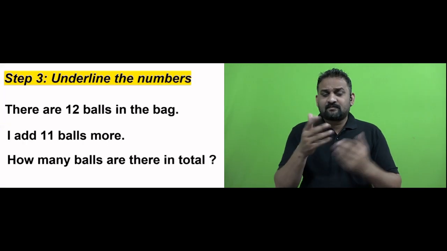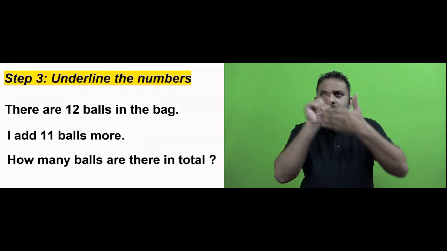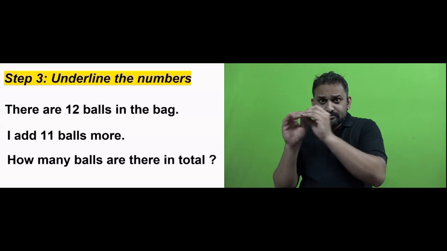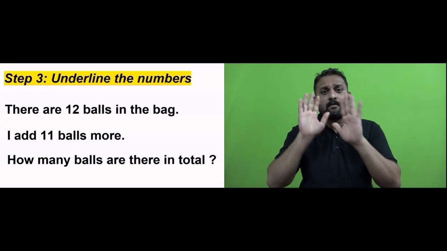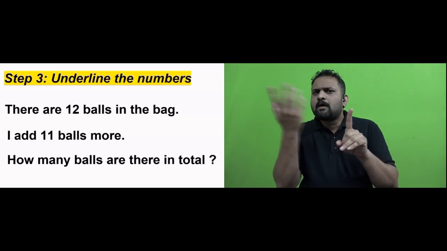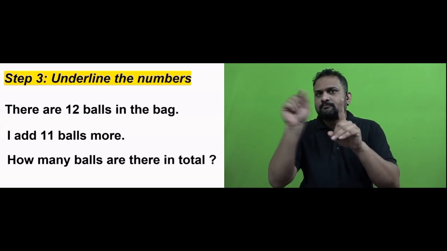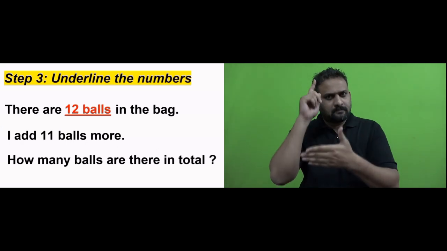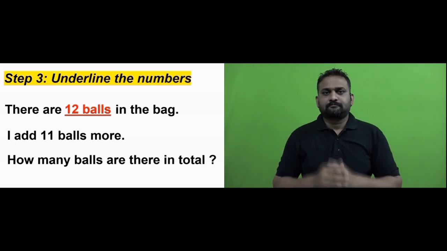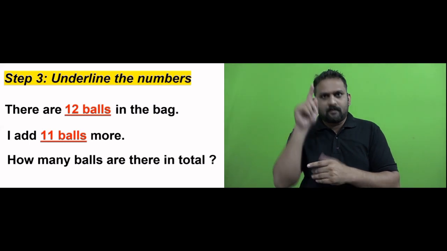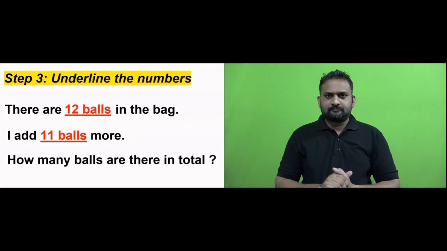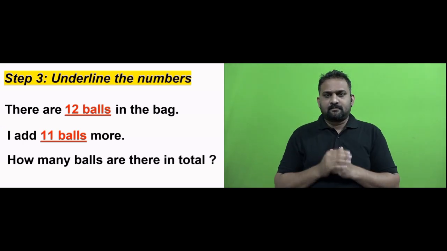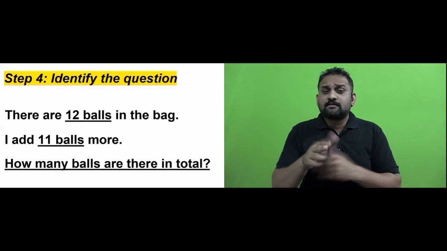Step 3. Underline the numbers. Like we said earlier, the word problem has numbers as well as words. So let's now underline the numbers in the word problem. The numbers we have are 12 balls. Let's underline that first. And then 11 balls. We underline 11 balls. That completes step 3. Let's go on to step 4.